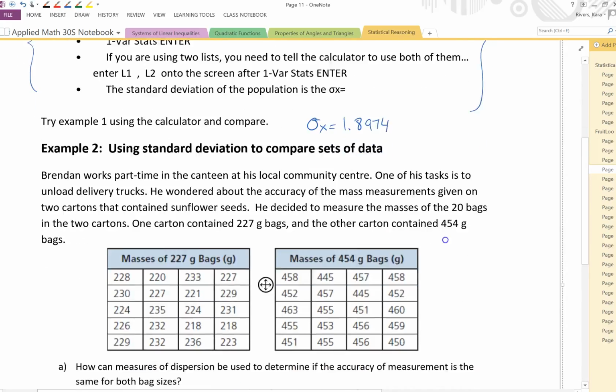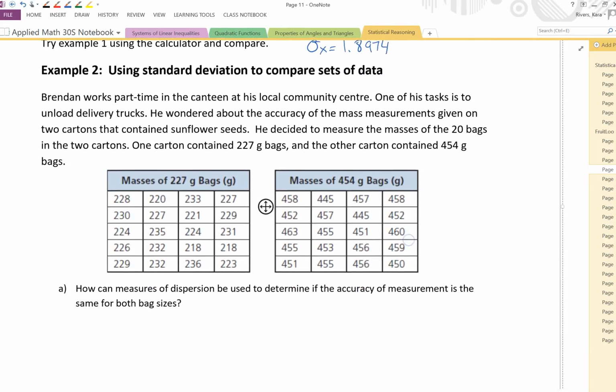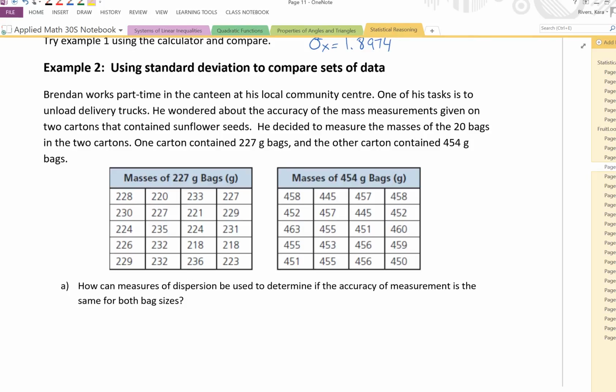Okay, so let's try example 2. Brendan works part-time in the canteen at his local community center. One of his tasks is to unload delivery trucks. He wondered about the accuracy of the mass measurements given on 2 cartons that contained sunflower seeds. He decided to measure the masses of the 20 bags in the 2 cartons. One carton contained 227 gram bags, and the other carton contained 454 gram bags.